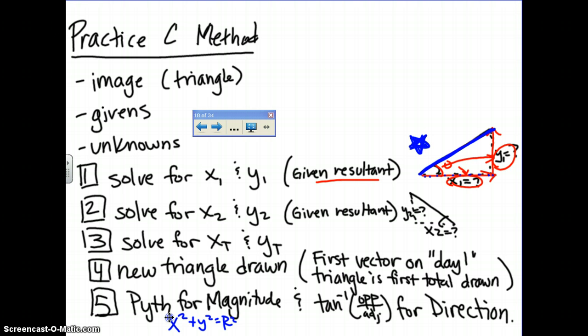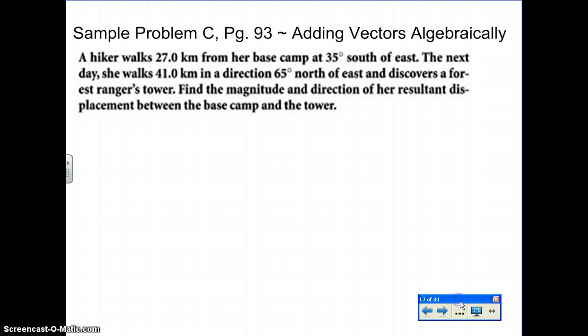Okay, so let's actually jump into the problem and see what you guys drew here. This problem says that a hiker is first going 27 kilometers, so that's XR1, from her base camp at a theta 1 of 35 degrees south of east. Well, that's negative 35 degrees right there.